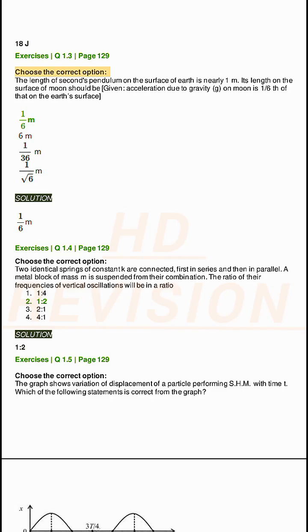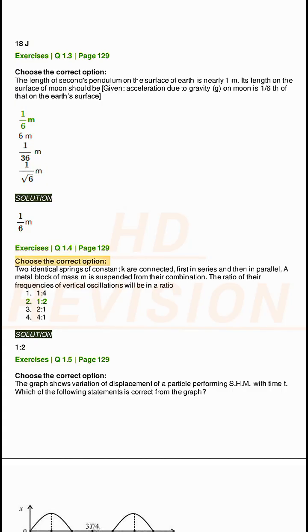Exercises Q1.3, page 129. Choose the correct option. The length of a seconds pendulum on the surface of Earth is nearly 1 meter. Its length on the surface of Moon should be... Acceleration due to gravity g on Moon is 1/6 of that on the Earth's surface. Solution.